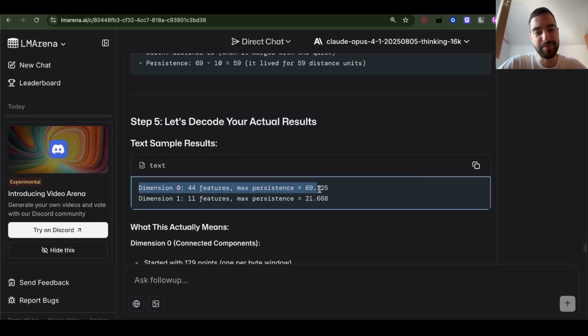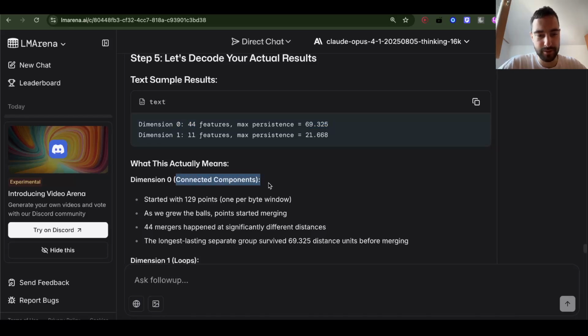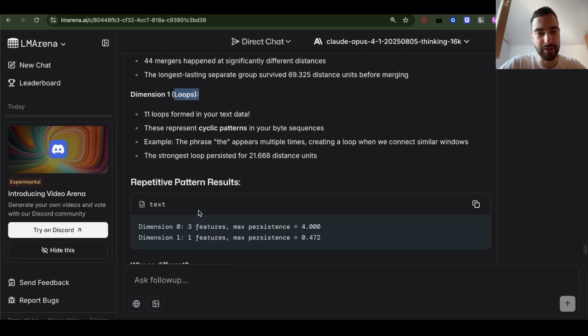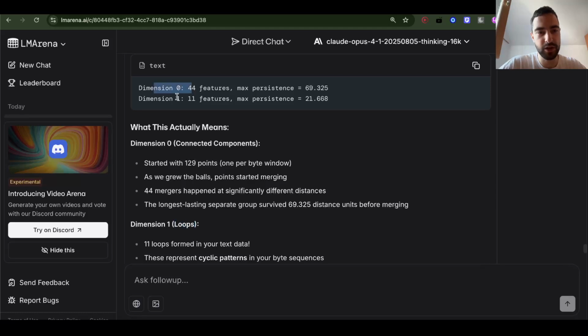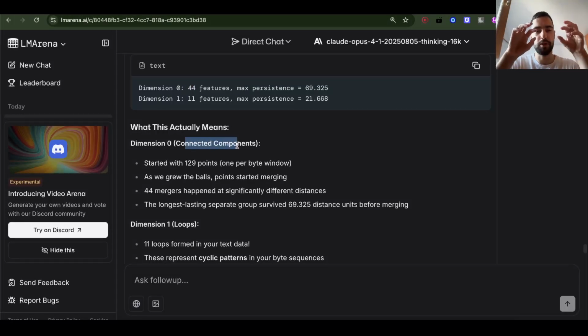So what does this actually mean that I just asked? Dimension 0, connected components. Dimension 1 is loops. And dimension 2 would be those voids that we don't have. So we have dimension 0 and dimension 1. And dimension 0 has 44 features, connected components. So those are just 2 connected components, but there are no 3 or more where they form loops. So I'm imagining this as each dot grows a sphere, and in dimension 0 we just have 2 spheres and maybe more spheres connected, but there is no loop between them.